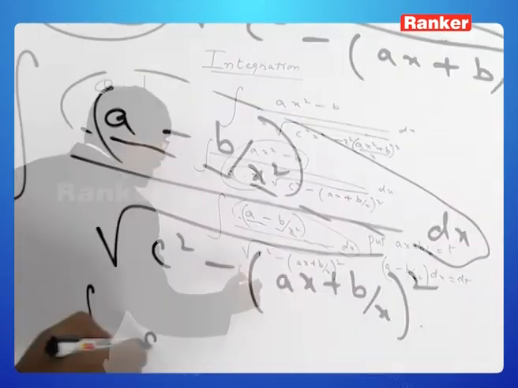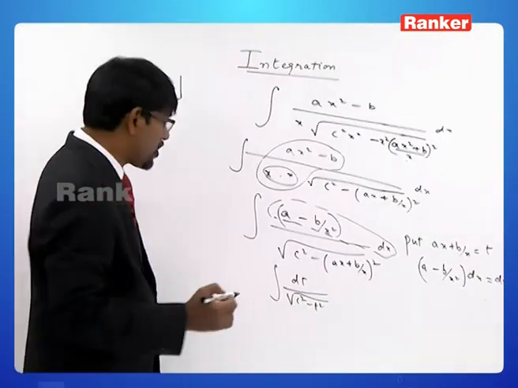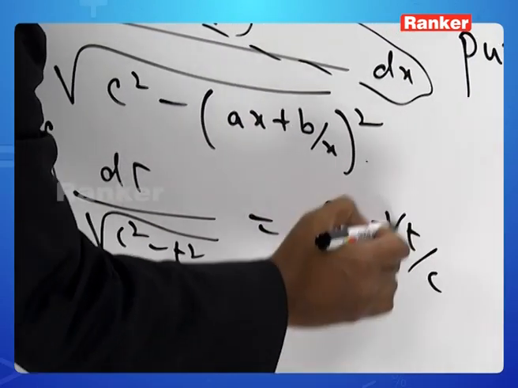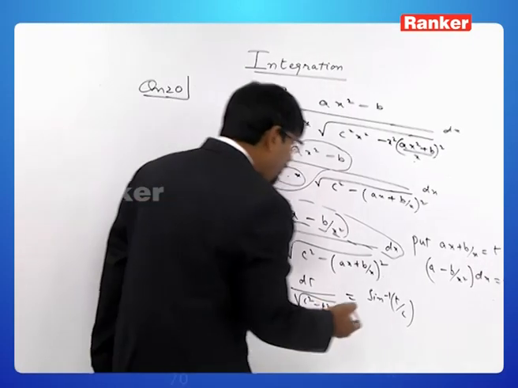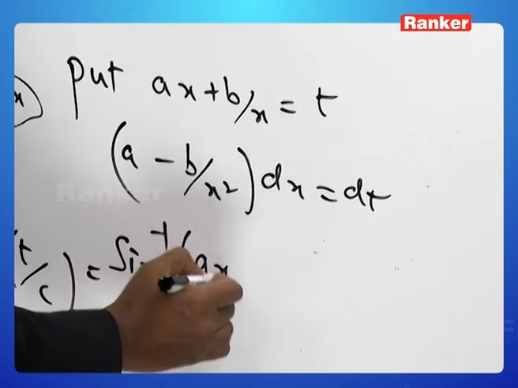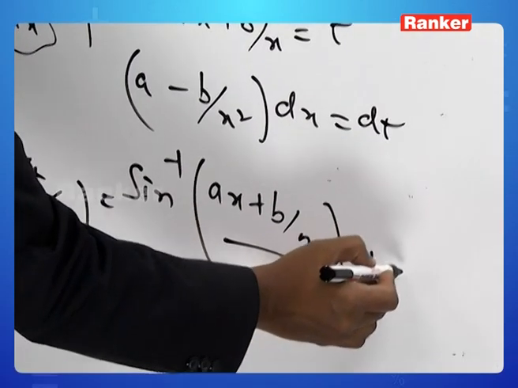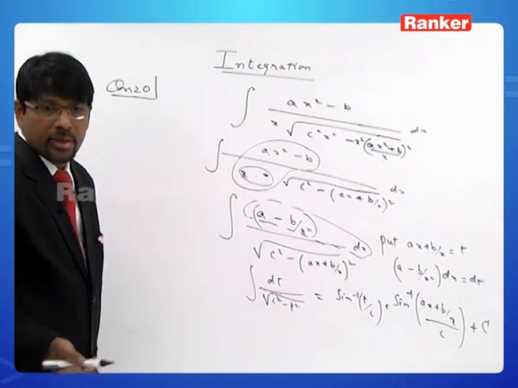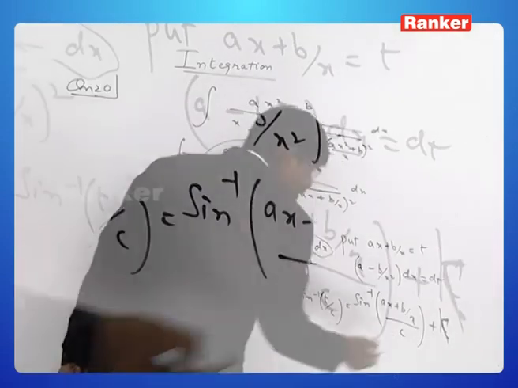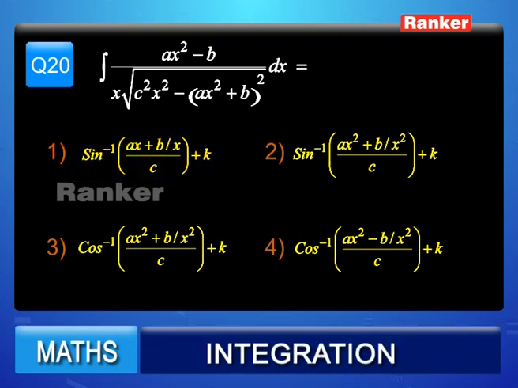So we have therefore dt by root over c square minus t square. Now this is a standard integral, sine inverse of t by c. So therefore what do we have here? Sine inverse of, what is t? Ax plus b by x, the whole thing divided by c, and you should have an integration constant. Let us not use the c, we will use some k. K is an integration constant. So clearly option 1 is the right answer.